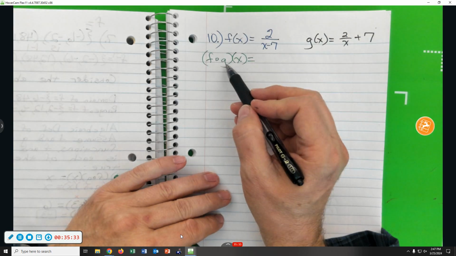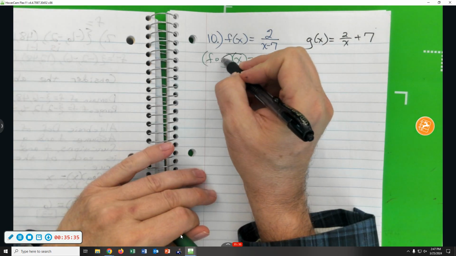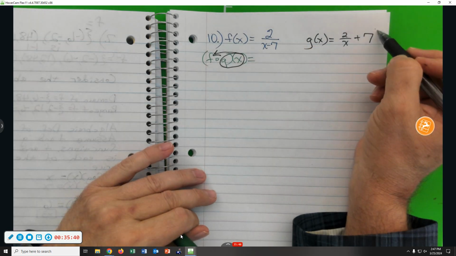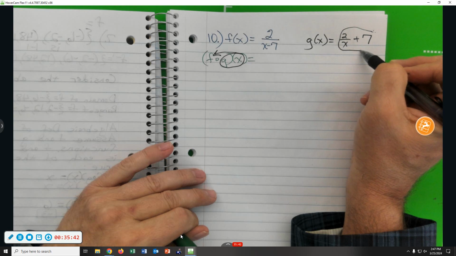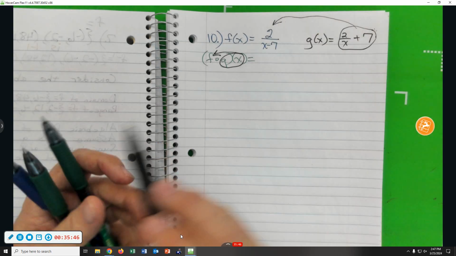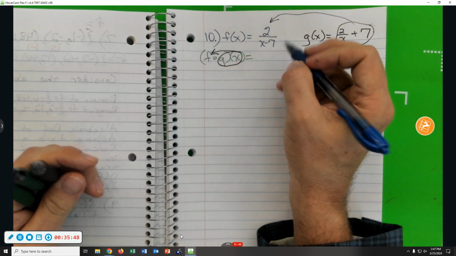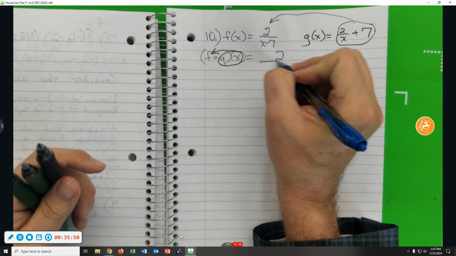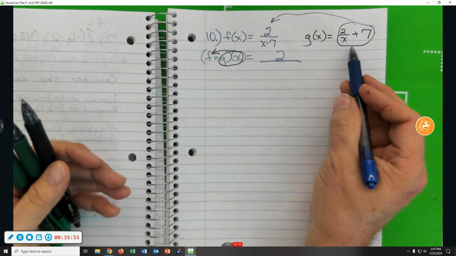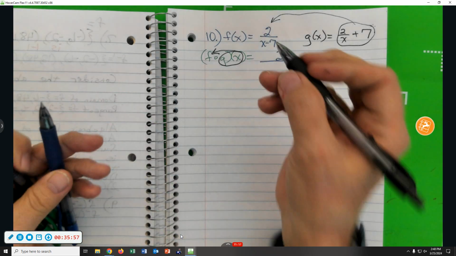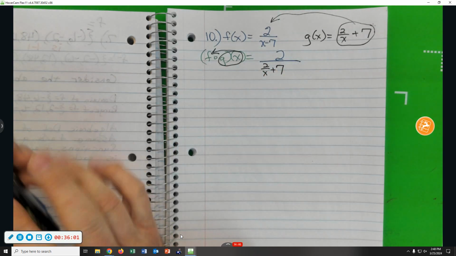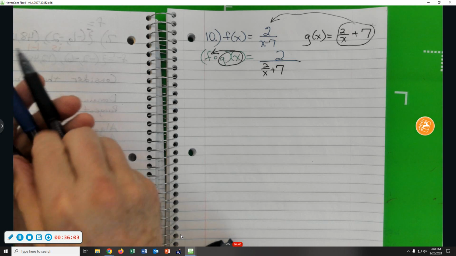F composed with G. You take G of X and you plug it into F. So you're taking this stuff, G of X, and you're plugging it in to F. So we're going to have a messy fraction. We have a 2 over, in place of X, that black stuff, 2 over X plus 7. What else do we have down there in the denominator? A minus 7.